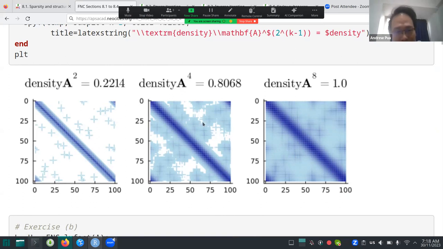So that's something to remember about matrix multiplication and how it could destroy sparsity. And you might feel, why would we be interested in A to the 8? Well, in the next sections, you will see situations where you really have to do these kinds of calculations to be able to find eigenvalues of a large matrix.